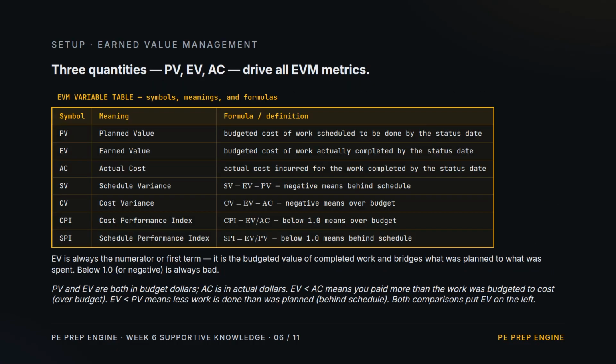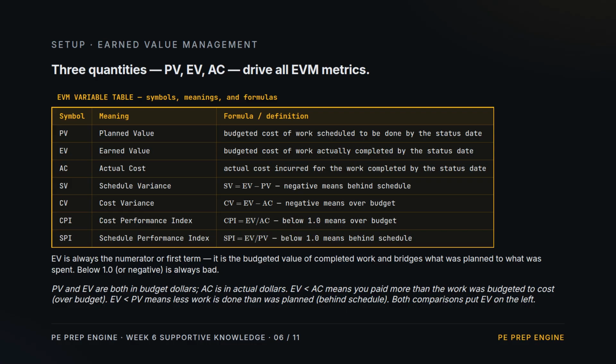EVM. 3 inputs, 4 metrics. Planned value is the budgeted cost of work scheduled by the status date. Earned value is the budgeted cost of work actually completed. Same budget dollars, only for finished work. Actual cost is what you really spent. Schedule variance is EV minus PV. Cost variance is EV minus AC.